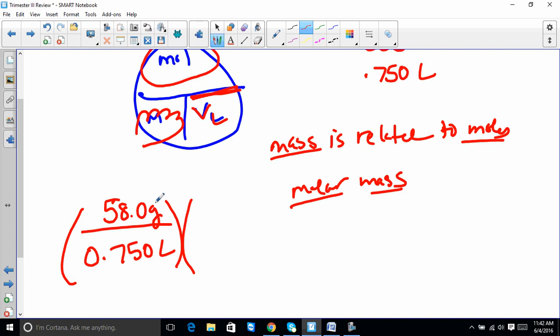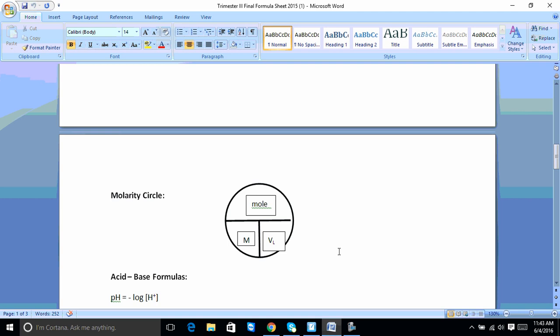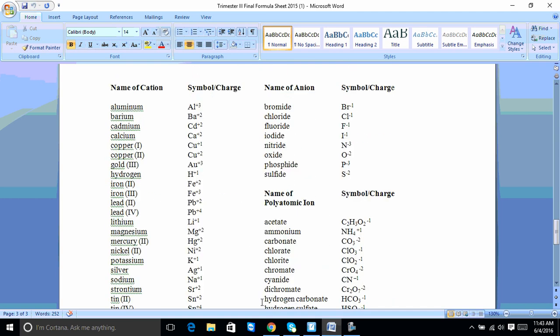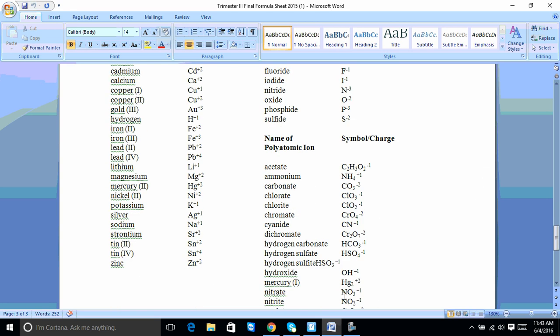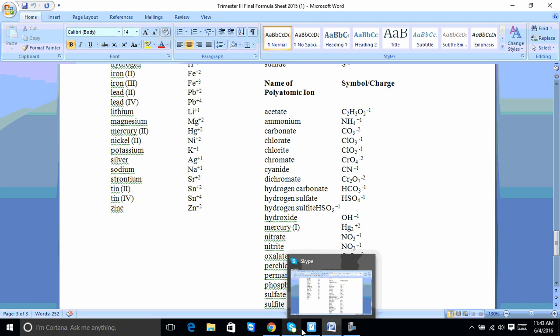Nope, molar mass is not molarity. Molarity is moles per liter, not grams per liter. So then I have to go to my ion sheet, which is right here, and look up sodium, Na+1, and then look up nitrate. Nitrate is NO3 minus 1.